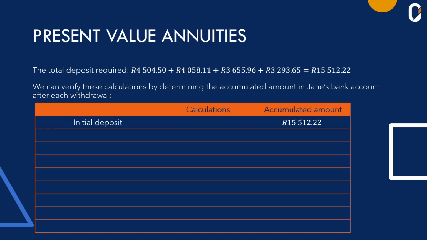Here is our table. It will have initial deposit, calculations, and accumulated amount. Initial deposit, we calculated it to be 15,512.22 rands. Amount after 1 year. This is the amount of money in an account after the first year. We calculated it by P = (1 + i)^n. This time n is 1, and hence we will have 15,512.22, the initial deposit, (1 + 0.11)^1. That will give me 17,218.56 rands.